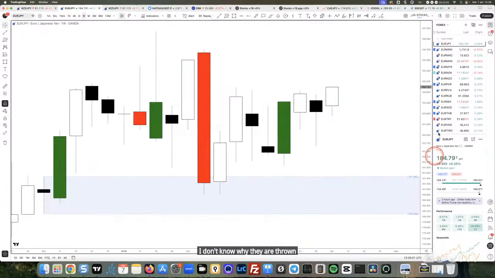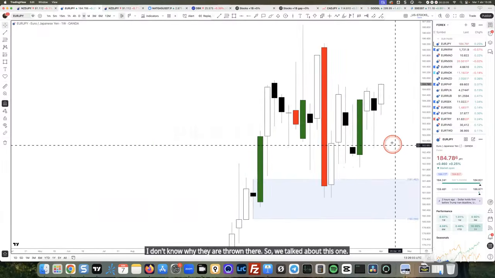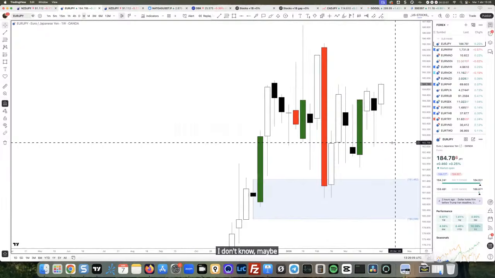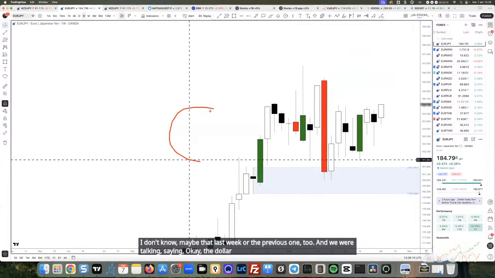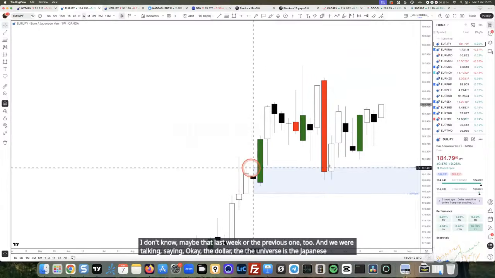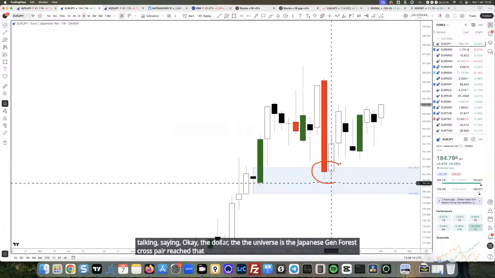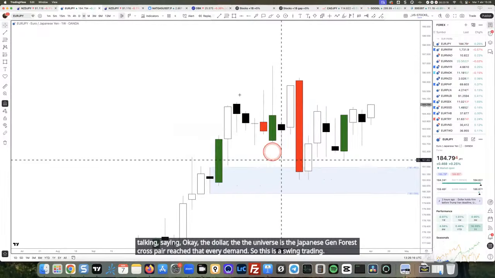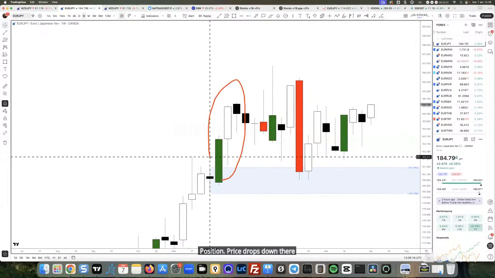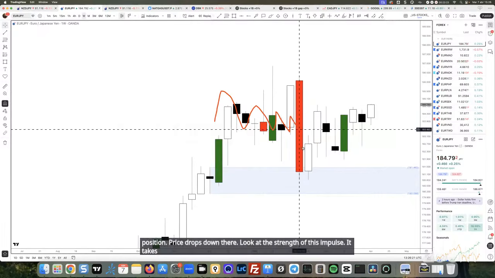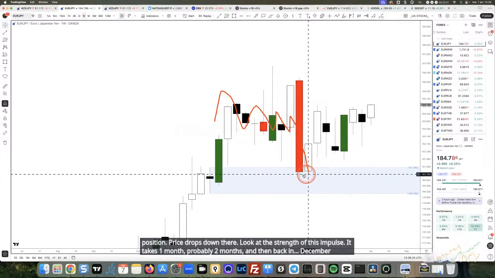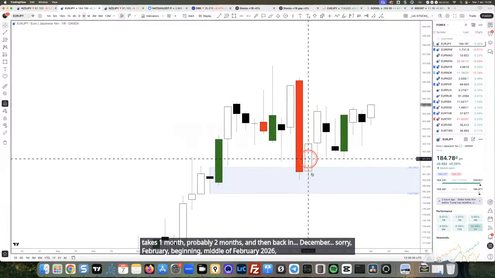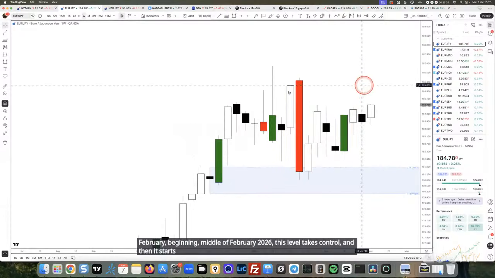So we talked about this one, maybe last week or the previous one too. We were saying, okay, the euro versus the Japanese yen Forex cross pair reached that demand area. So this is a swing trading position. Price drops down there. Look at the strength of this impulse. It takes 1 month, probably 2 months, and then back in the middle of February 2026, this level takes control and then it starts to rally very strongly.